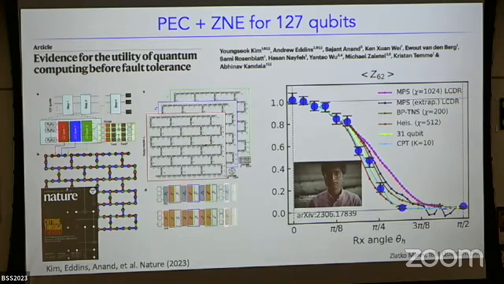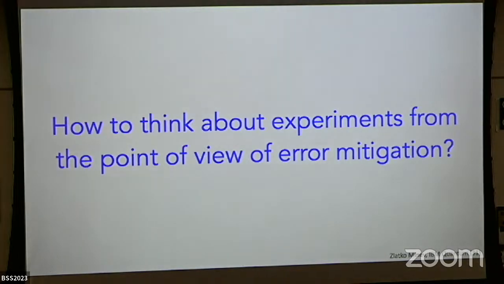No, this is time dynamics. This is not ground state. I should have mentioned that. It's very similar to the model we just looked at, basically a bigger version of that. And it's based on two techniques, PEC, which we covered, and also the ZNE method. It's combining the two. Okay, that's all I'll say about that.